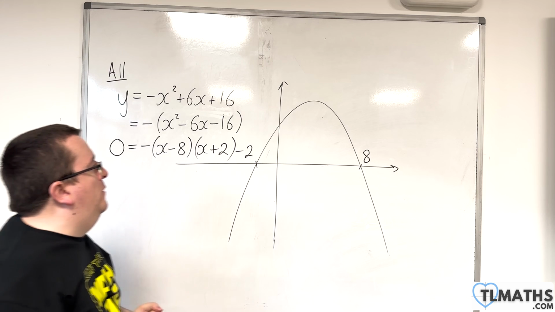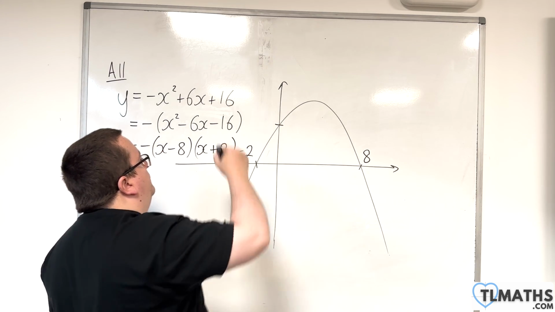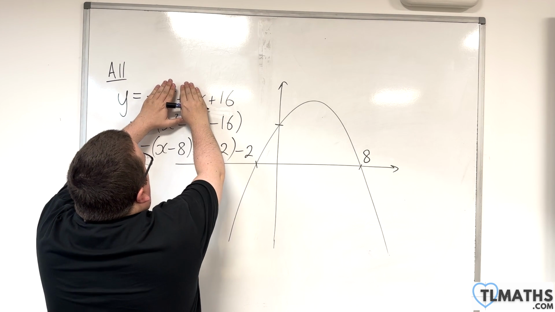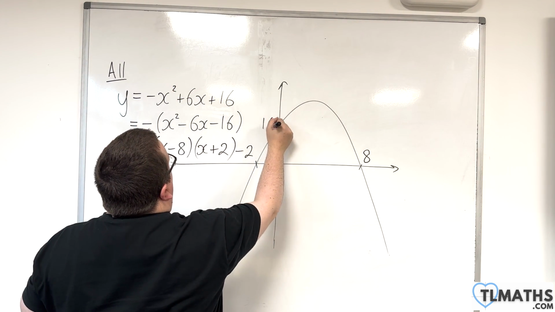Okay, so y-intercept. Well, the y-intercept is when x is 0, so y is going to be 16. It's the value on the end.